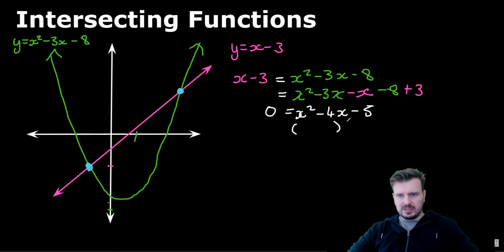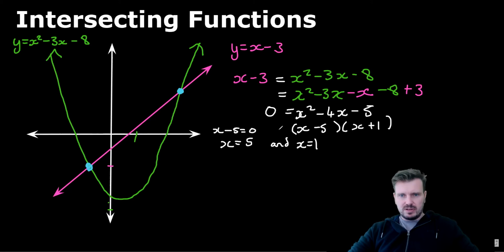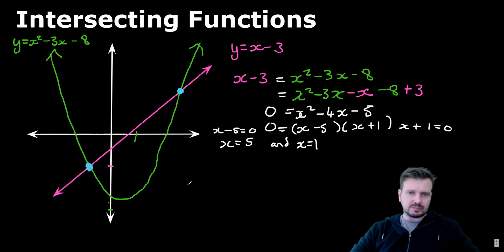And so we can factorize this. It'll be (x minus 5)(x plus 1). And so our answers are x equals 5 and x equals minus 1, right? Because x minus 5 must equal 0 and x plus 1 must equal 0. Because for this to equal 0, either of the brackets can be 0, because 0 times anything is 0. So we know that this point here will be 5, and this point here will be minus 1.